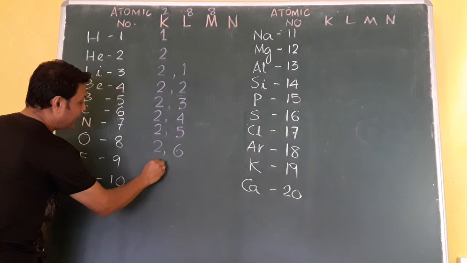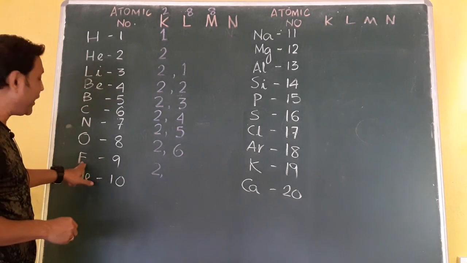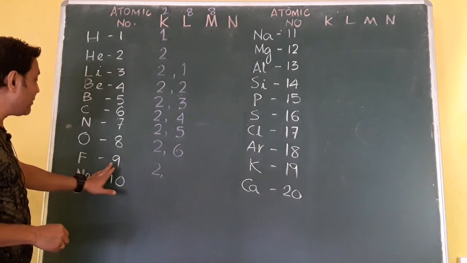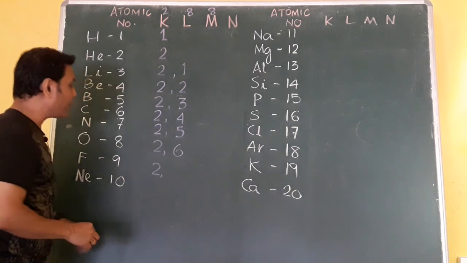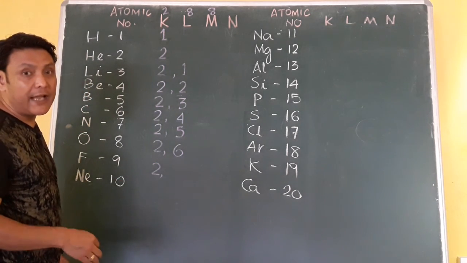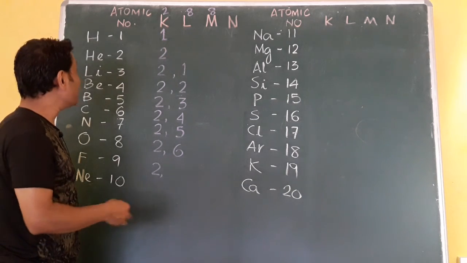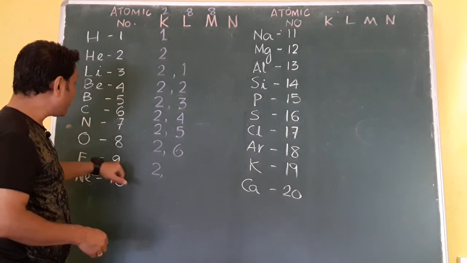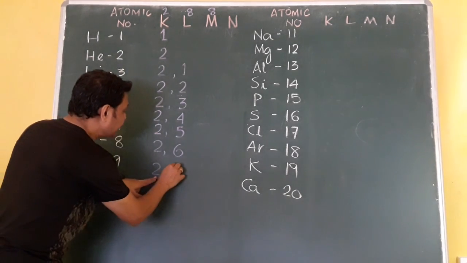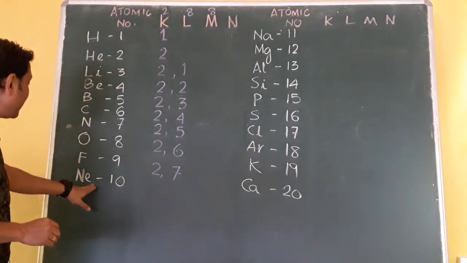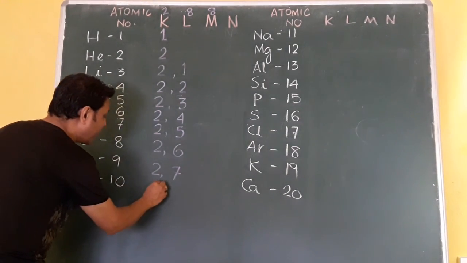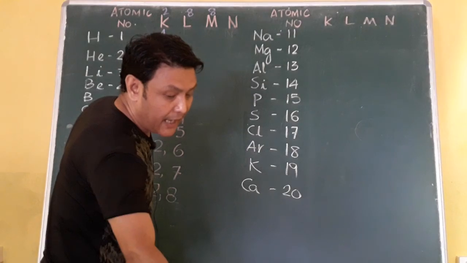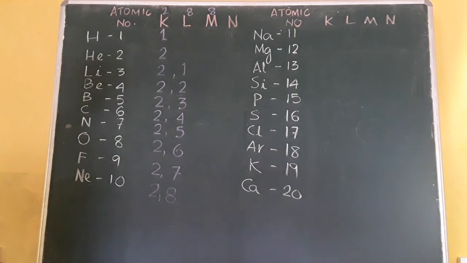Similarly, fluorine, atomic number 9. So how many electrons will it have? 9 electrons it will have. So out of 9, 2 will accommodate in the first shell, because the maximum electrons in the first shell is 2. So out of 9, 2 electrons and the remaining 7 in the second orbit. Similarly here neon, in the first shell we'll have 2 and the remaining 8 in the second shell. I'm sure you understood.